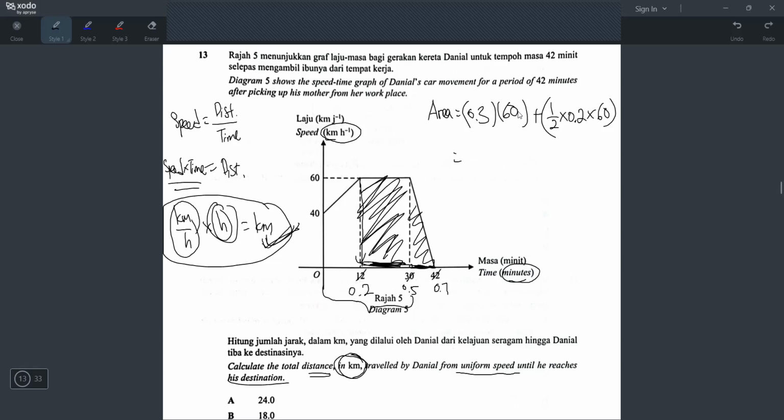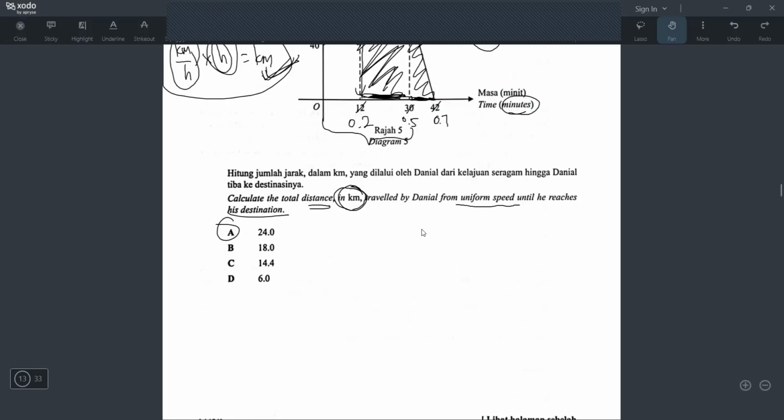Okay, 0.3 times 60, what do you get? You're gonna get 18. And guess what's the unit of this thing? Kilometers. Okay, and then plus 30 times 0.2, 6, right? So you will get the area is 24, and guess what? This is the distance, and it's already in kilometers, all right? So the answer is A. Okay, so I just want to mention one more time, when we are dealing with this chapter, always check the unit, because they will try to make it susah by, how to say, main dengan unit dia. So just be careful lah, right?